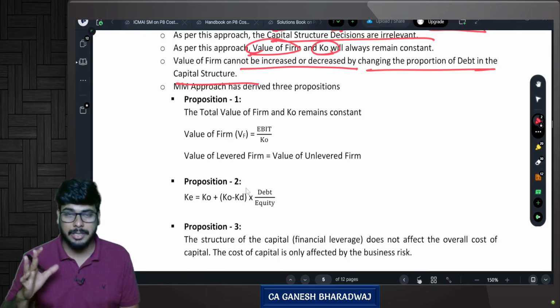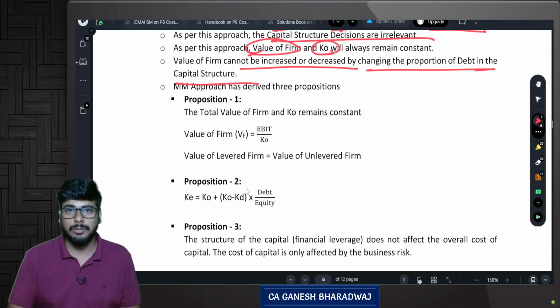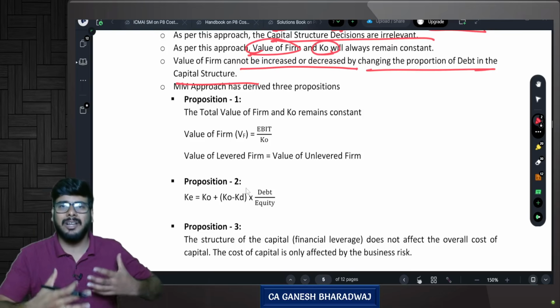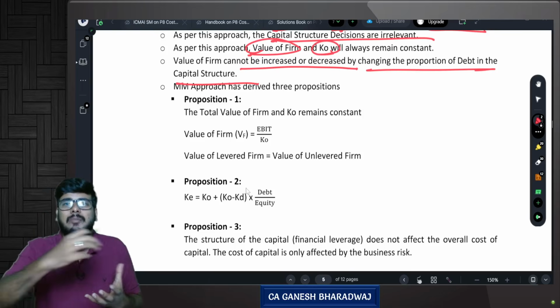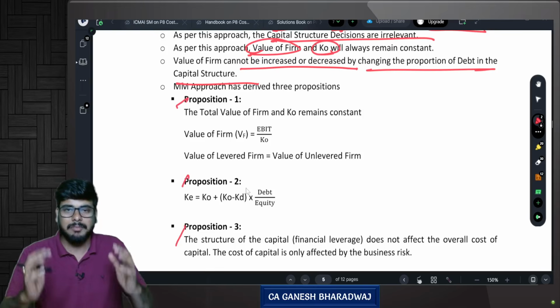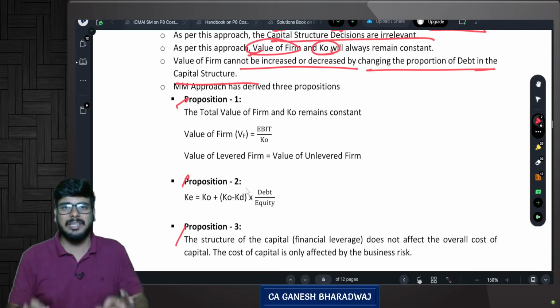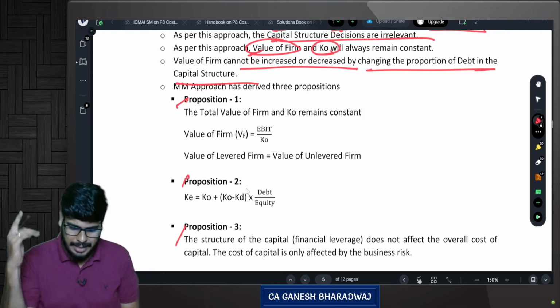Now, this is nothing new. This was already found under the NOI approach. Maybe they have done a lot of research and they have come up with these propositions, but none of these are new. Every single thing is coming from your NOI approach. We will just see what it is.